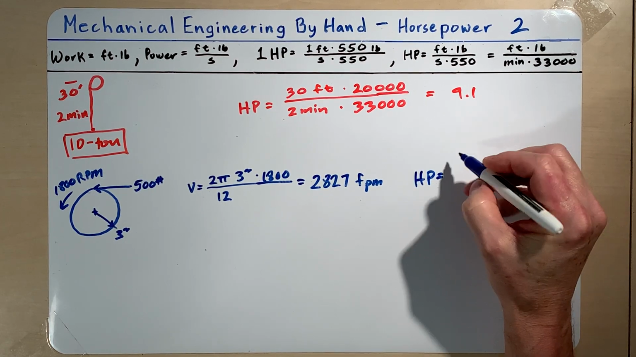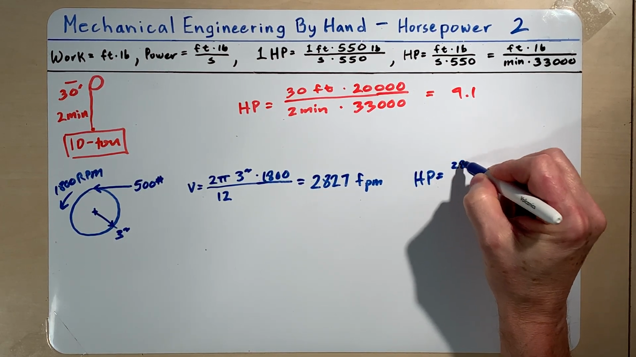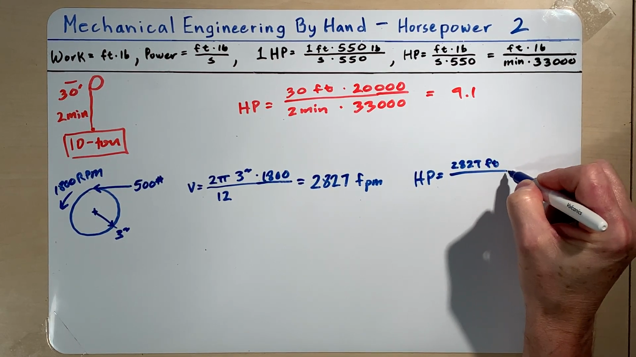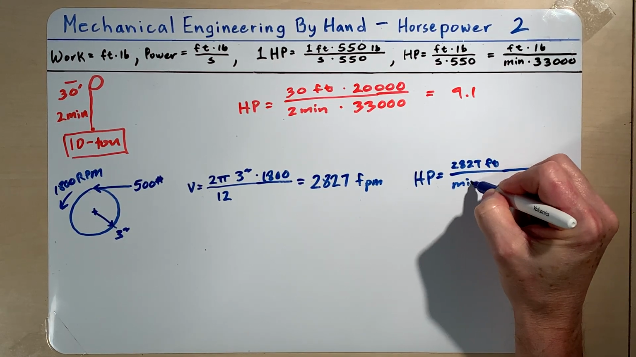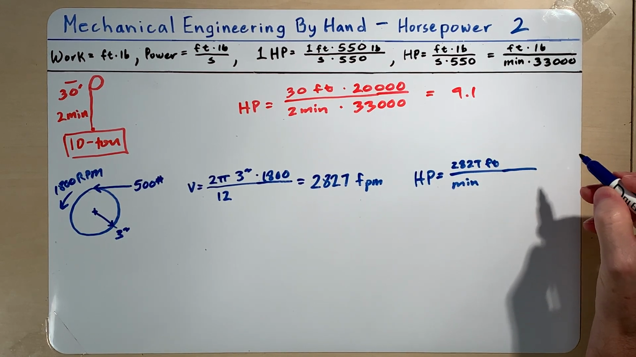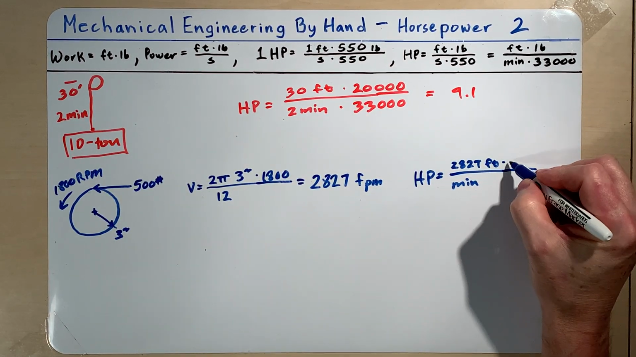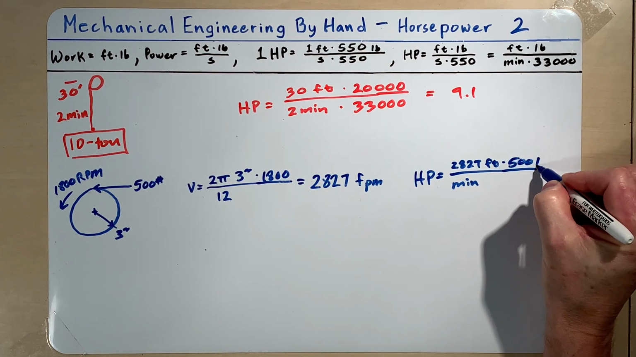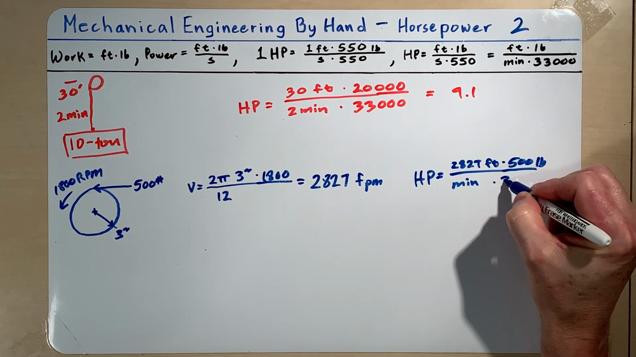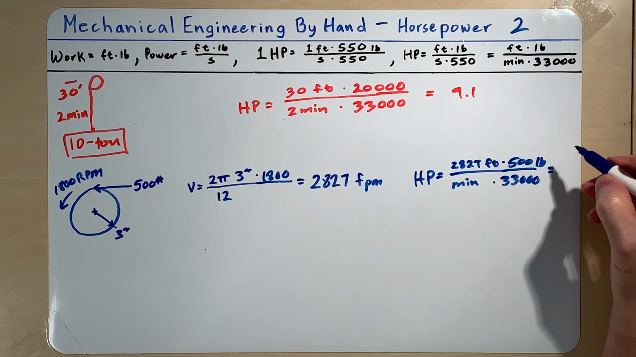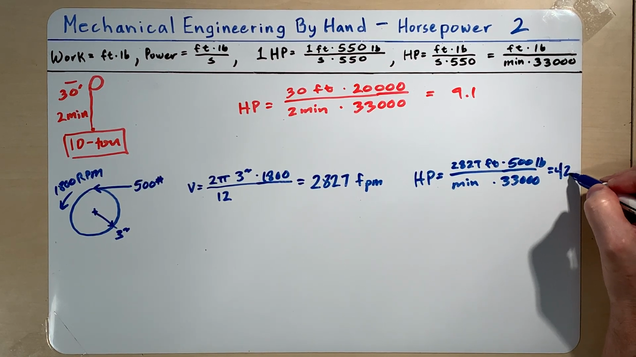Plug in our numbers, 2827 feet per minute, and multiply times the 500-pound force divided by 33,000, and that equals 42.8.